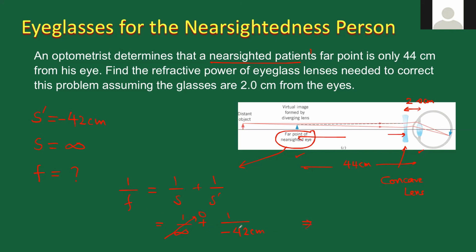And in order to get f, I need to flip on both sides. So I get f is equal to minus 42 centimeters. Now, in order to find the refractive power, I need to convert this to meters. So that would be minus 42 times 10 to negative 2 meters. So the refractive power is 1 over f. That is minus 1 over 42 times 10 to negative 2 meters. Let's calculate that. So that gives me negative 2.5 diopters. That's the refractive power of the diverging lens needed to correct this nearsightedness.